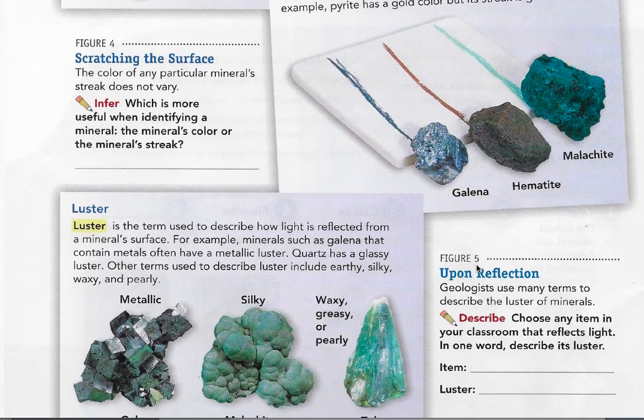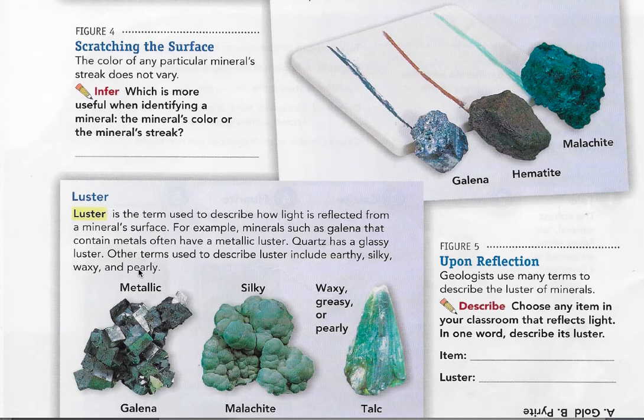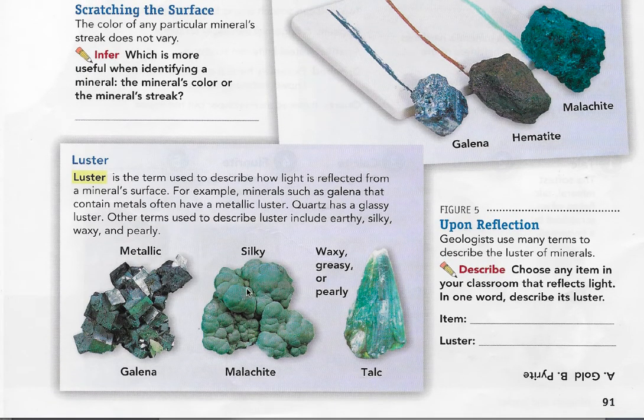Okay. Luster. Luster is a term used to describe how light is reflected from a mineral's surface. For example, minerals such as galena that contain metals often have a metallic luster. Quartz has a glassy luster. Other terms used to describe luster include earthy, silky, waxy, and pearly. So there you see is metallic. Here's silky. Here's waxy, greasy, or pearly. So talc has a waxy, pearly luster. Malachite has a silky luster, and galena has that metallic luster. And these are in your notes. So luster is the term used to describe how light is reflected from a mineral surface.